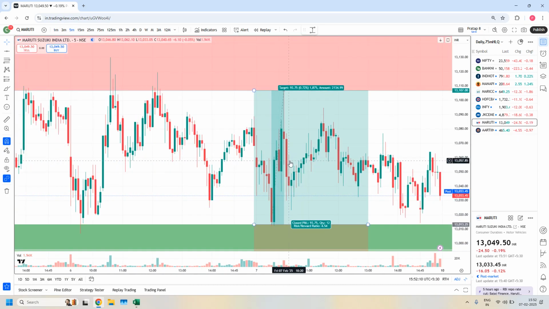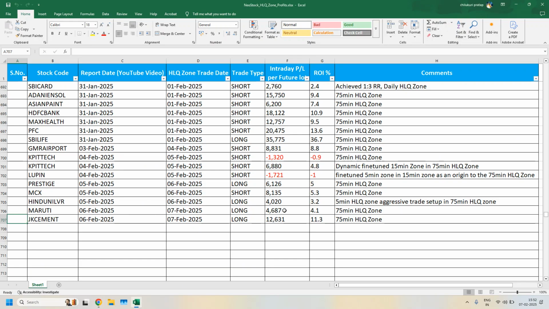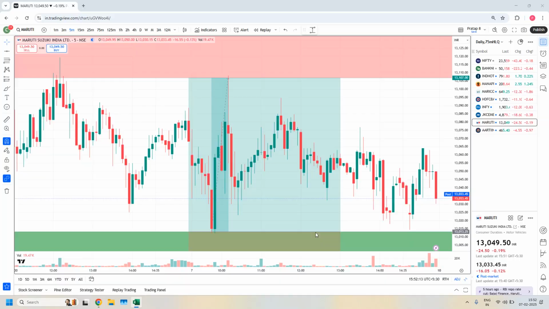Okay, Maruti, how much profit has it given within half an hour? Maruti has given 4,687, which is 4.1% ROA. 11% it gave in 1 hour. Maybe you would have exited a little earlier, around 10.3 or 10.4% within 1 hour. To get the remaining 1%, we waited for 2 hours, because 11.3 I calculated till this 15 minutes target for JK Cement.